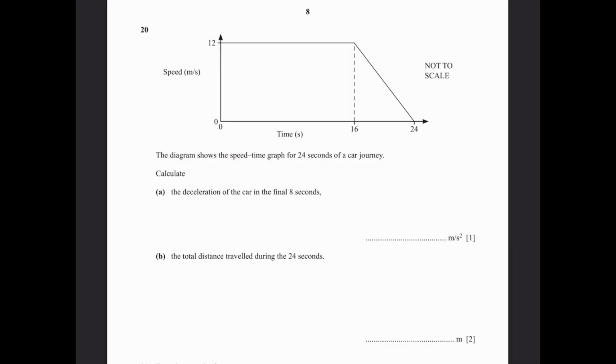This diagram shows the speed time graph for 24 seconds of a car journey. Calculate A. The deceleration of the car in the final 8 seconds, which means this section here.